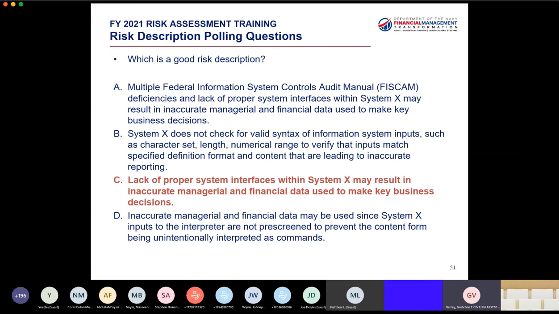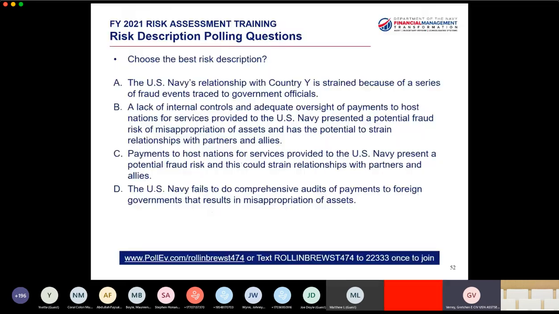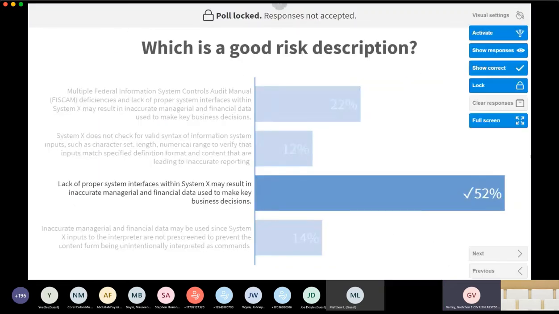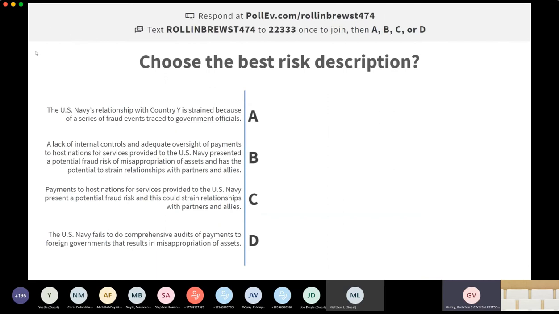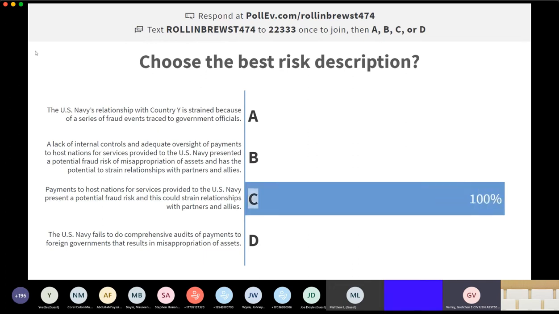So we've got one more like this. And this is sort of a callback to those nightmares of SAT days. We've got one of those, please choose the best risk description questions. So all of these are decent risk description questions, but we're looking for y'all to provide us with the best.